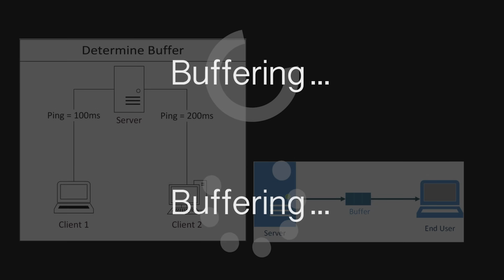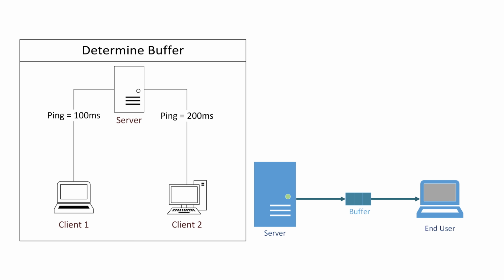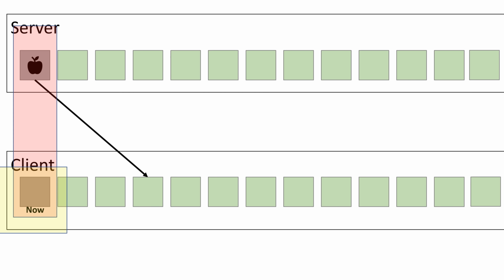This kind of buffer or delay model is usually accounted for by checking the ping and communication time between the client and the server, and then creating a buffer of that many ticks. So if the ping between the client and server is 100 milliseconds, you might create a buffer of 200 milliseconds, and with a 20 tick rate, this would be about 4 ticks at 50 milliseconds per tick.